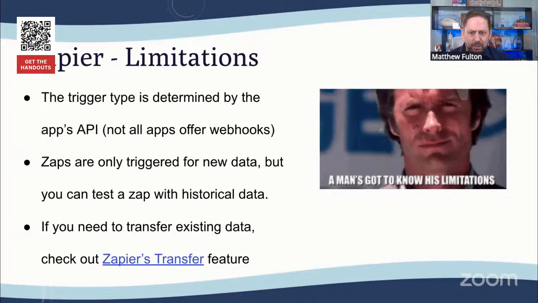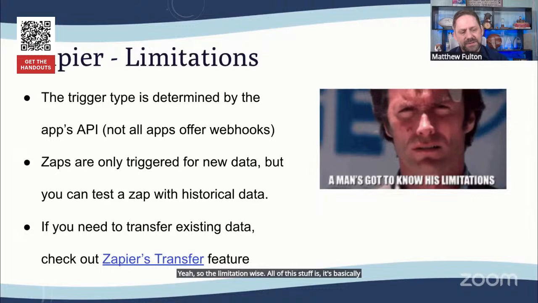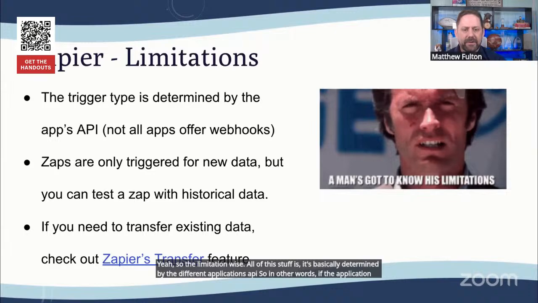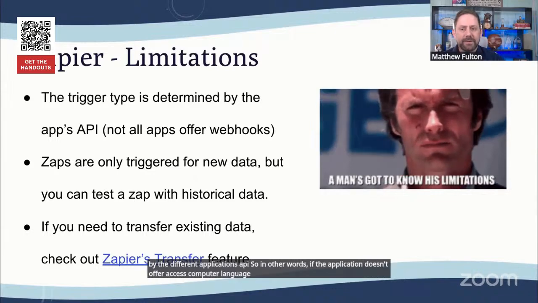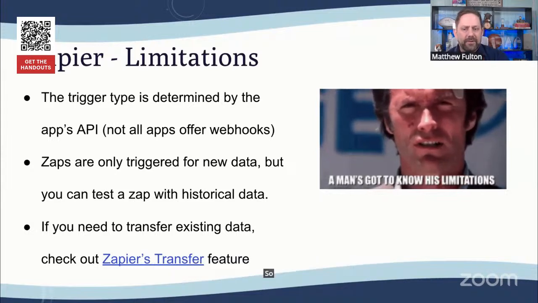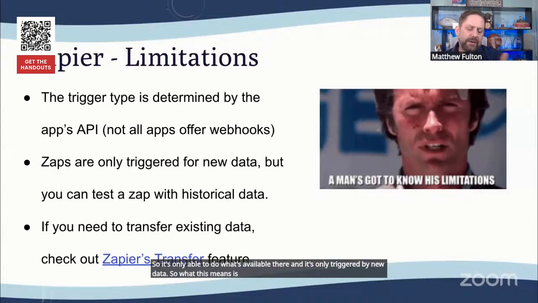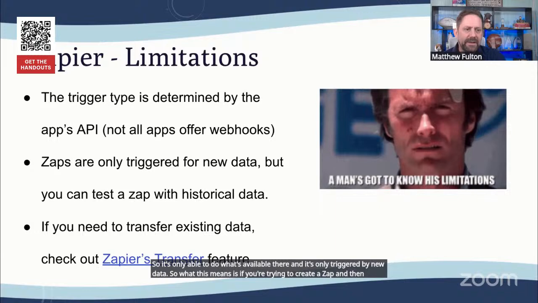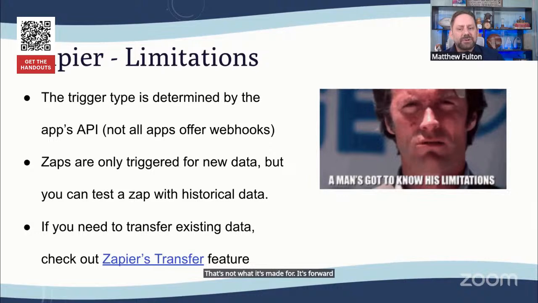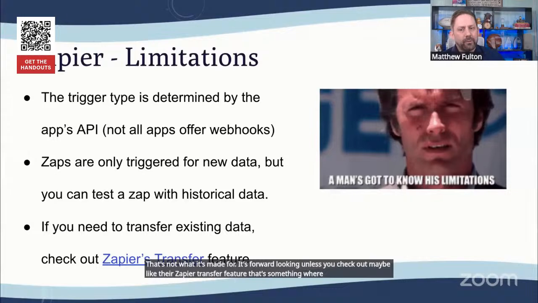So limitation-wise, all of this is basically determined by the different applications' APIs. In other words, if the application doesn't offer access, computer-language-wise, to do something, Zapier can't make it happen at all. So it's only able to do what's available there. And it's only triggered by new data. What this means is, if you're trying to create a Zap to do your historical stuff, that's not what it's made for. It's forward looking, unless you check out maybe their Zapier Transfer feature. That's something where you could try to pull historical stuff in.